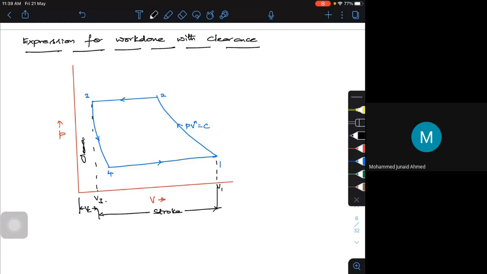clearance volume. And suppose this is my inlet pressure, this we call some tank pressure or receiver pressure, whatever it may be. This will be your receiver pressure. And if you closely observe, your P3 is equal to P2 and your P1 is equal to P4. Okay, this is what we are going to have: a PV diagram for a reciprocating compressor with some clearance.